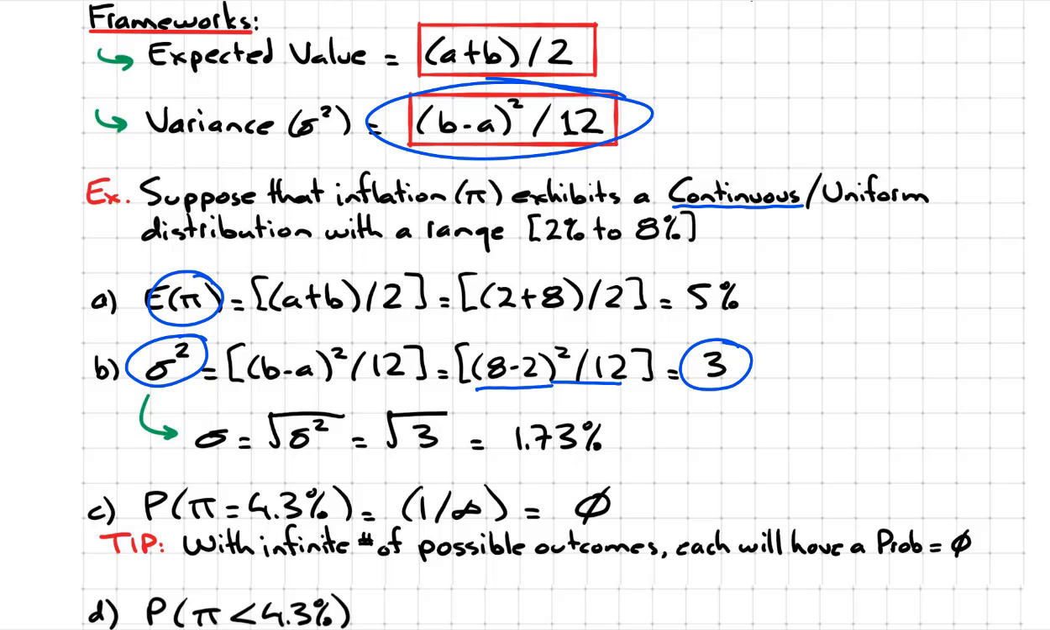And what we like to do is express dispersion in terms of standard deviation. So we have to get rid of the square through a square root. The square root of 3 is 1.73%. And the way to interpret this is as follows. Within this database, we expect the average inflation to be 5%, but on average, the individual inflation rates vary by 1.73% from this average.